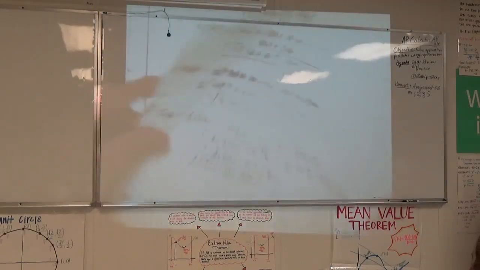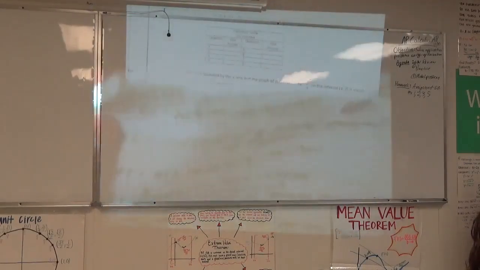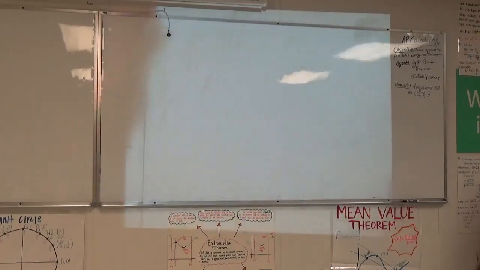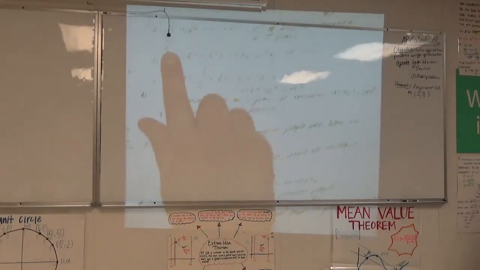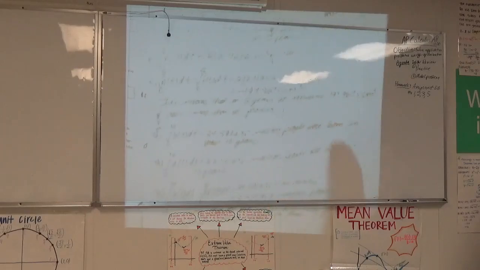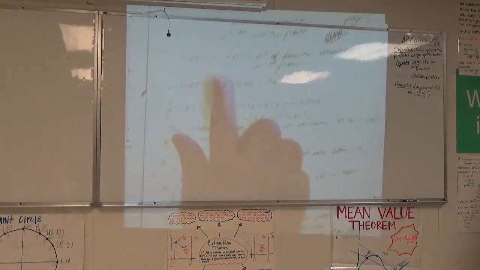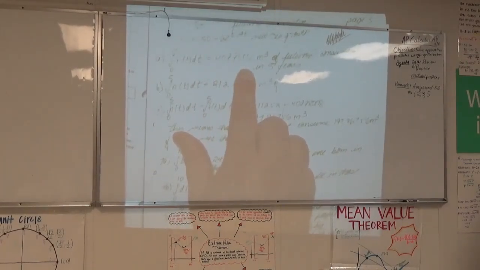Number 5, that's in here somewhere. It's in green again. All right, number 5, part A. Looks like 409.980.